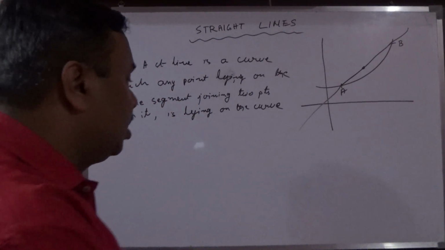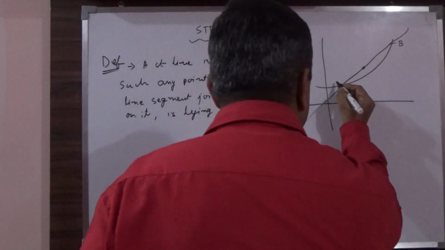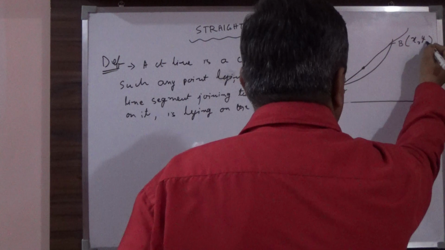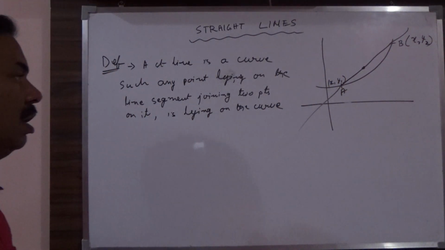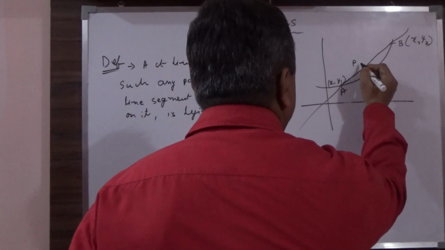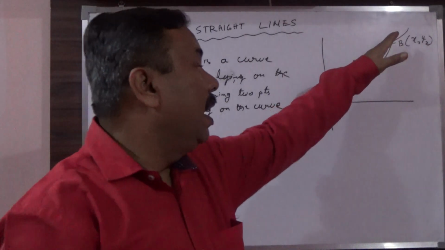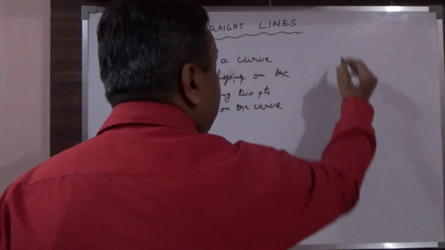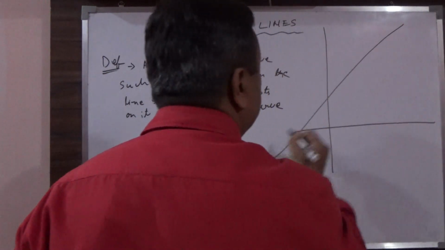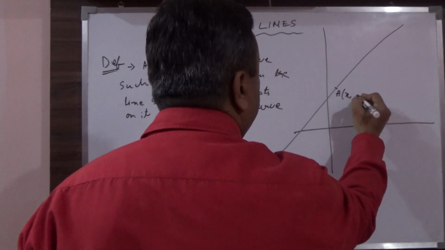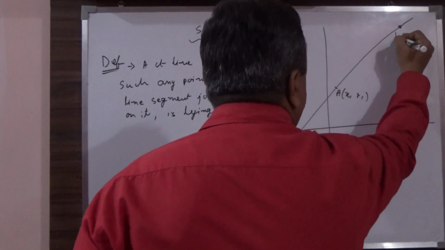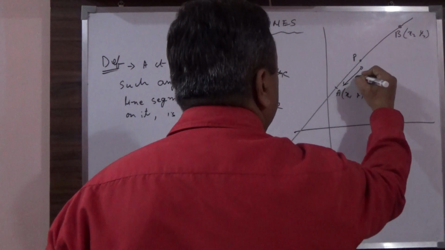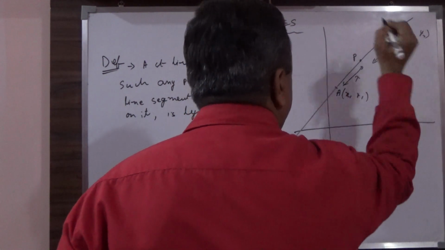If I have to prove it, just take that its coordinates are x1, y1, and its coordinates are x2, y2. Suppose this point P is dividing this line in the ratio of lambda. I will make the graph once again so that it is clear to you. I am taking one point A whose coordinates are x1, y1. I am taking another point B whose coordinates are x2, y2, and there is another point P which is dividing it in the ratio of lambda to 1.